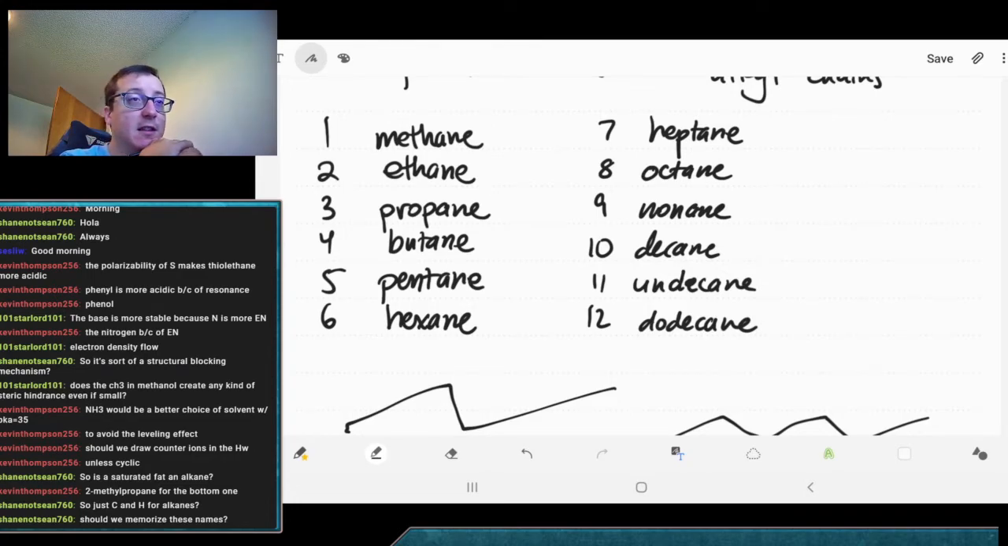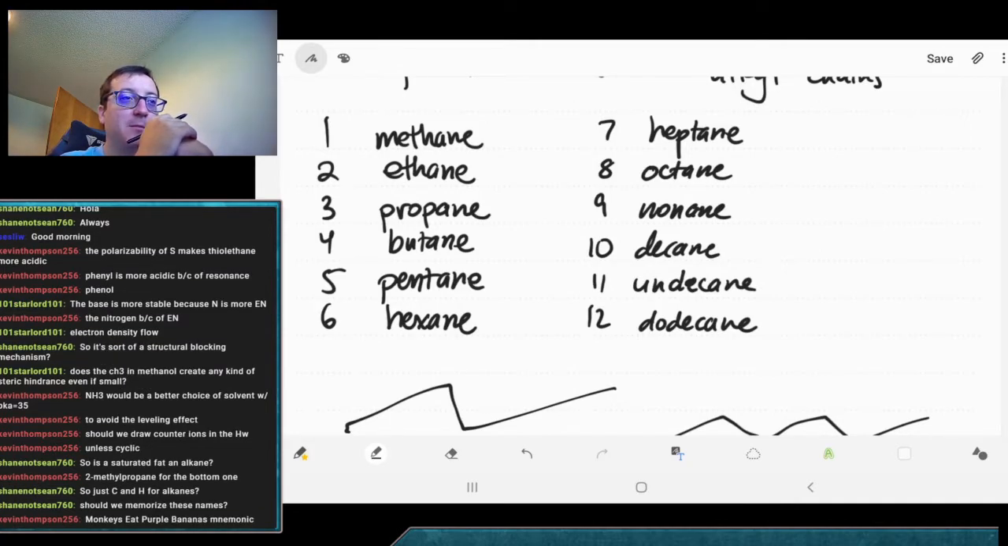We're going to see here that the ending of a name in organic chemistry tells you about the functional groups that are in it. If it's just alkanes, we end it with ane. So all of these end with ane. Monkeys eat purple bananas. I guess that works. Yeah, that would work.